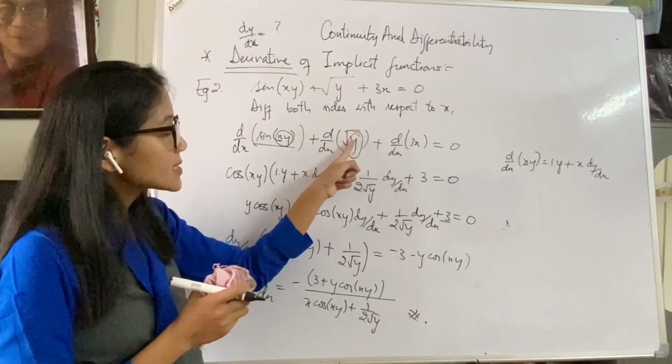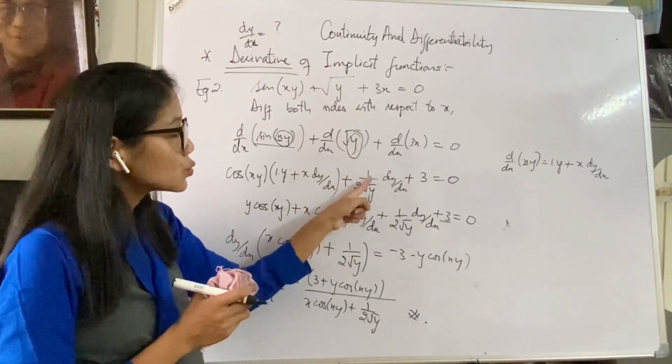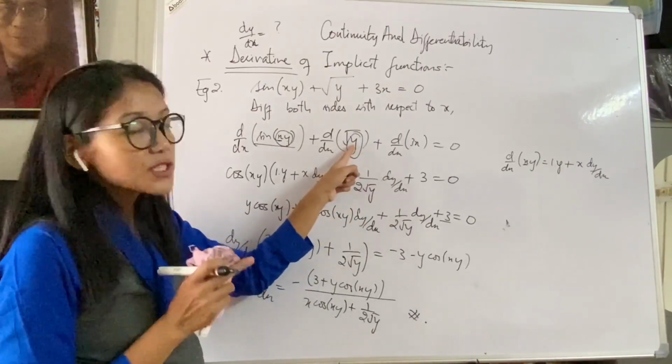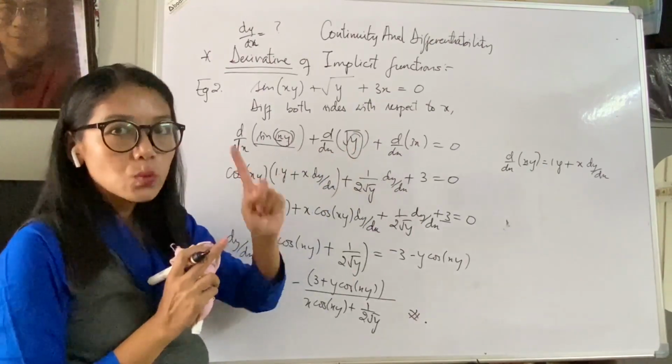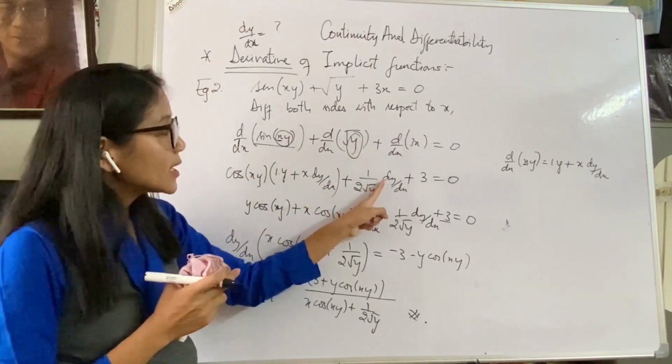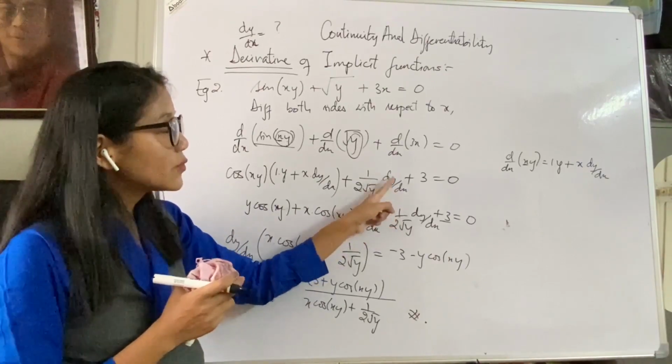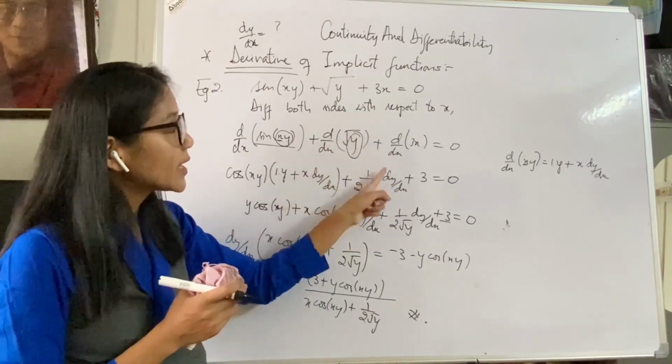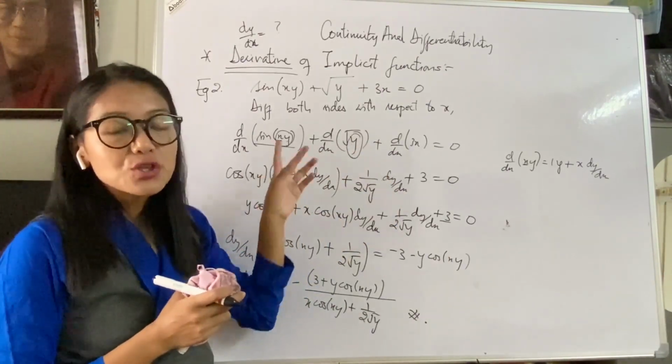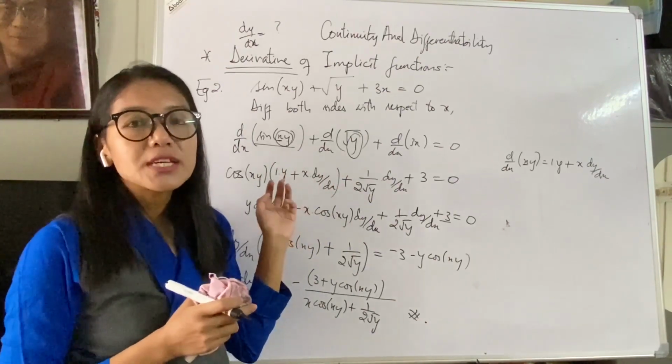If here we have x, then we just write 1 upon 2 root x. Then we are differentiating x, that is 1, so we don't write that. Into 1 we get when it is x, so we don't write that, but the derivative of y is dy by dx. Okay, so this is how we differentiate an implicit function.